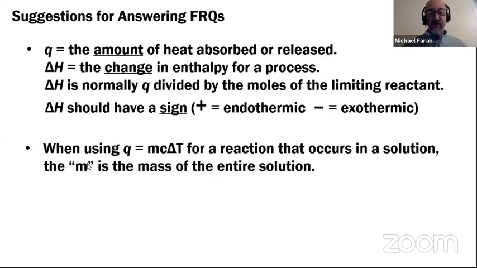If you're doing a calorimetry calculation involving m c delta T and you have a solution, then the m is not just the mass of the solute or the solvent, but rather the mass of the entire solution. That is a common mistake that students will make. And normally the specific heat capacity is for the entire solution that's given in the problem.